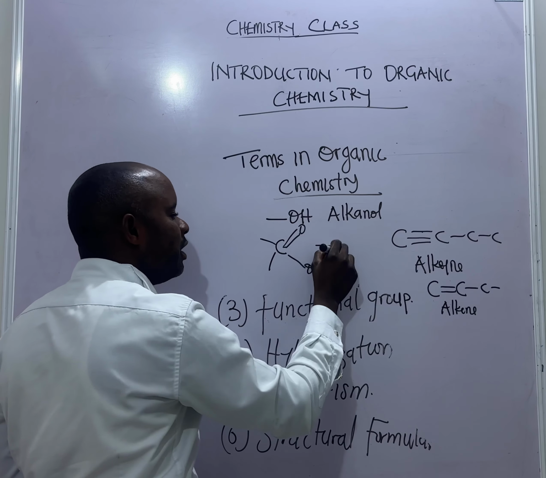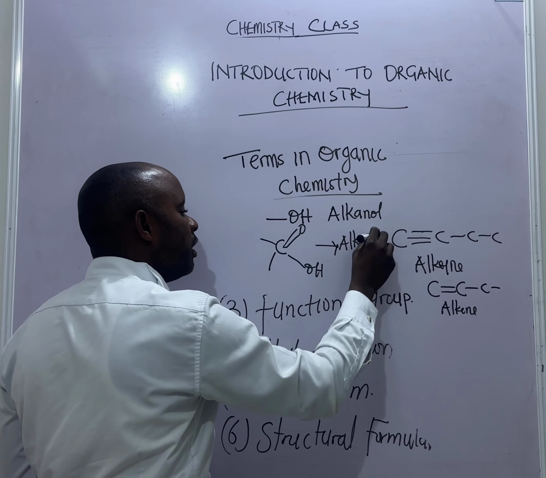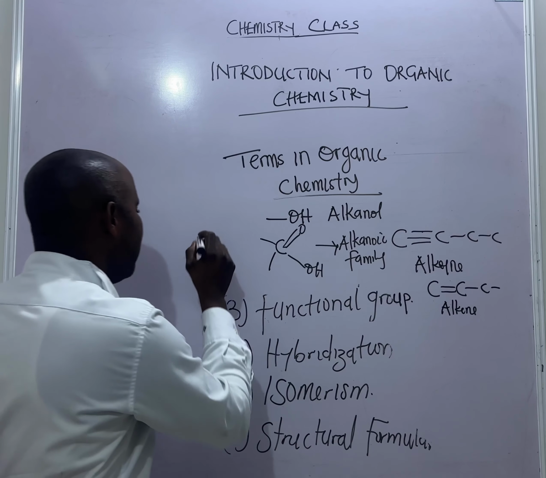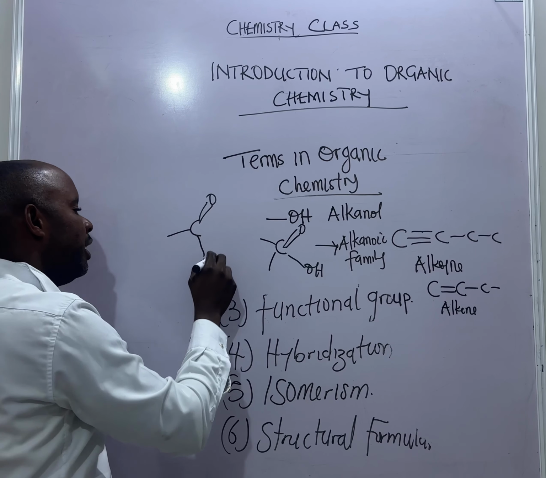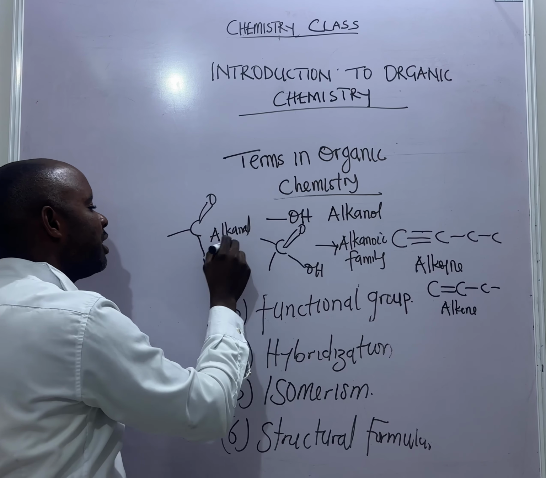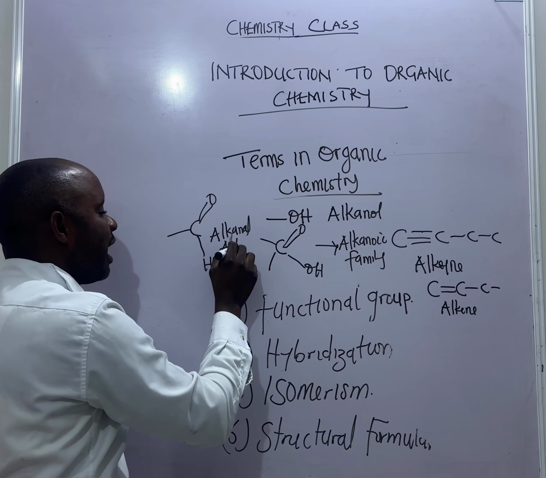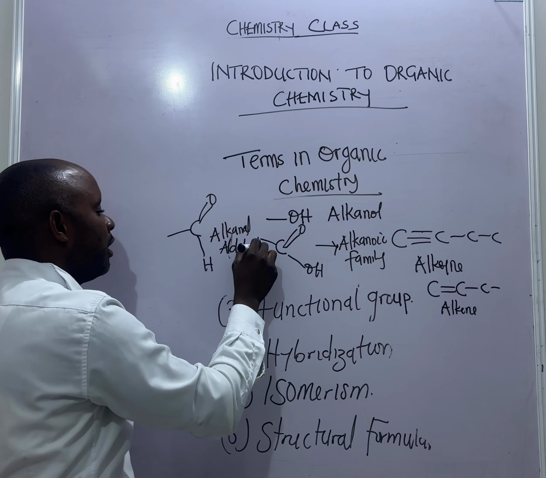We say this is what? Alkanoic family. So if we have a C, we have H here. This is known as the alkanal family. A very good example is the aldehydes. Another name for this is aldehydes.